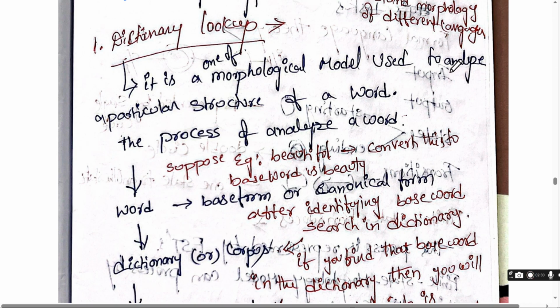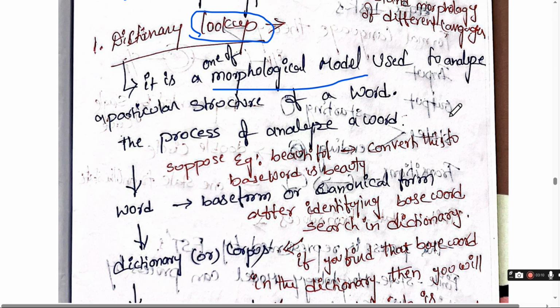Dictionary lookup, see the name itself, lookup. Suppose you find a word, you can look up that word in the dictionary and find the patterns of that word. After finding the patterns, you can retrieve whatever information you want, like parts of speech, sentence formation, and present tense or past tense formation. All these things you can retrieve from the dictionary. So the same procedure we will use here. Dictionary lookup is also one of the morphological models.